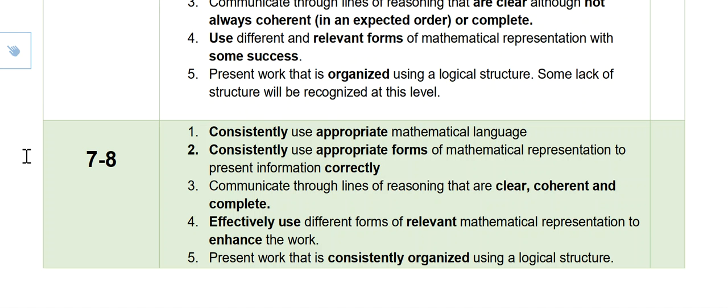Consistently use appropriate forms of mathematical representation to present information correctly. Graphs, what do graphs need to be? Labelled and have a title. The x-axis and y-axis need to be labelled. Zoom in, so the points that you are plotting fill that page. Fill your graph, don't have them in a tiny little dot in the middle. I saw that a couple of times.